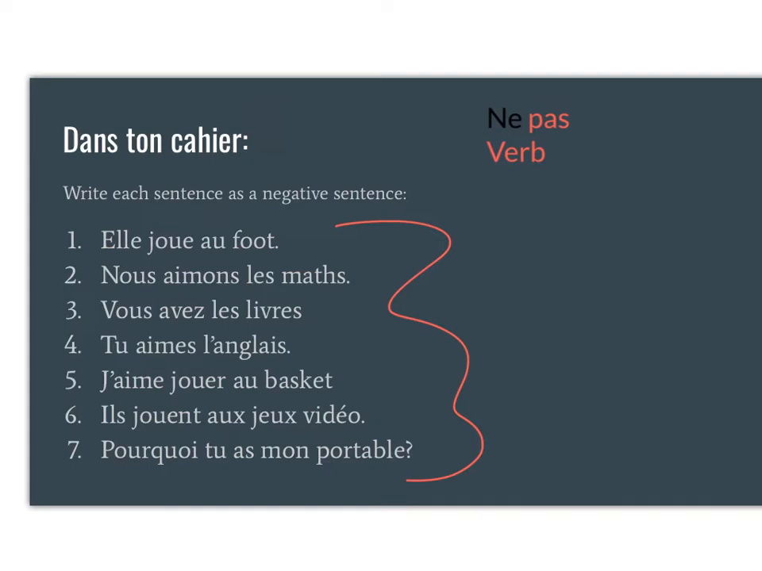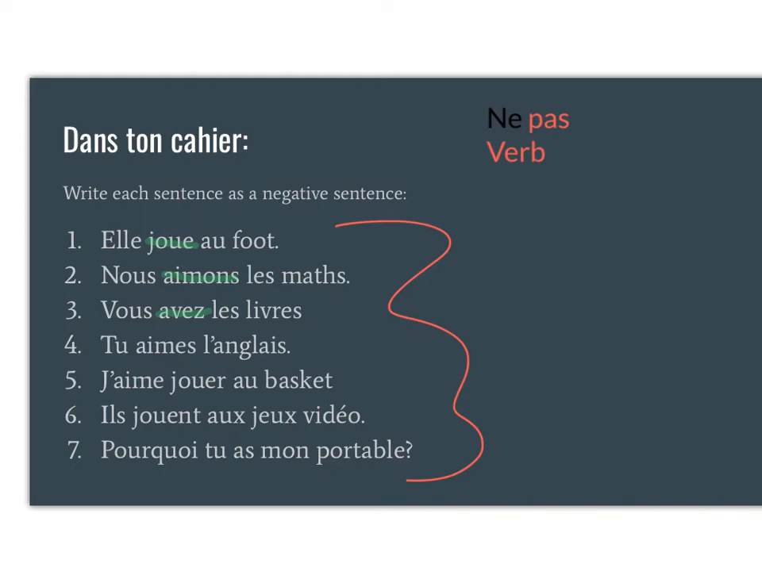So for each one, let's go real quick and see if we can figure out what the verb is for each one of these sentences. For number 1, we're going to do number 1 through 3 together, and after that, you guys are going to do the rest and see if you got them right. So number 1, the verb should be joue. Number 2 is aimons. And number 3 is avait. So we're going to make these negative.